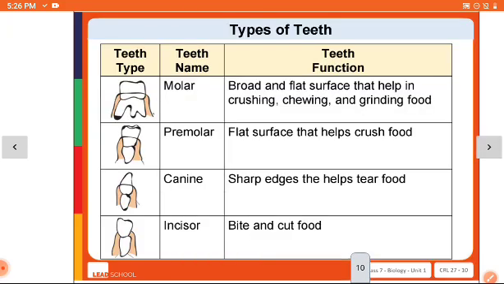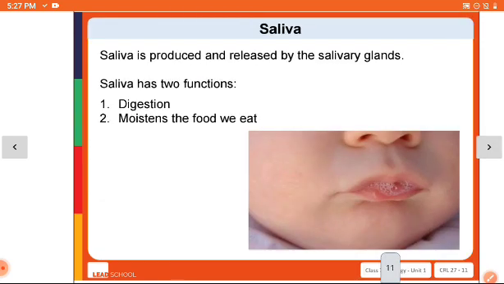So students, types of teeth. Molar is broad and flat and helps in crushing and grinding food. Then premolar has a flat surface that helps to crush food. Next is canine, with a sharp edge that helps to tear food. And the first one is incisor. Incisor bites and cuts the food. So that is the function.